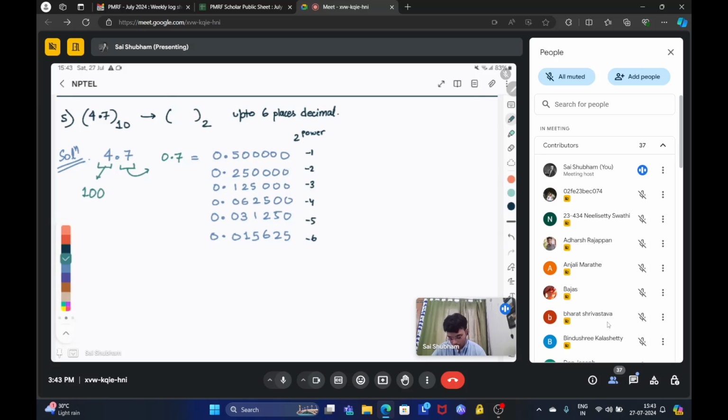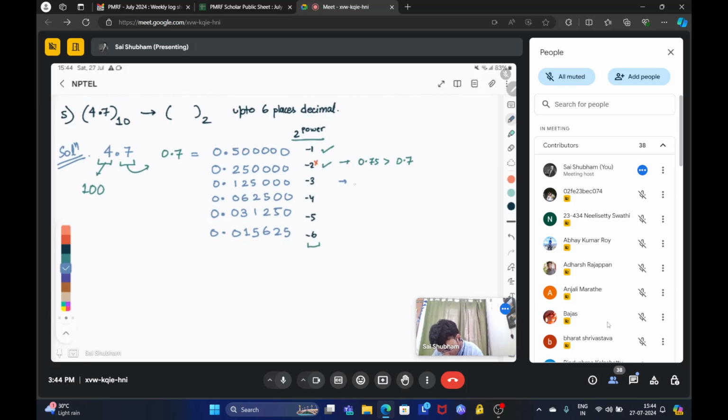Since we want precision up to 6 decimal places, I have considered the power of 2 up to -6, because beyond that it won't be contributing to the answer anyways. Okay, so first you have 0.5, so this is fine. Next, you cannot add 0.25 because the result will be 0.75, which is greater than 0.7. So we have to discard this -2. Next, we have -3. So the net sum will be 0.625, which is less than 0.7. So this is accepted.